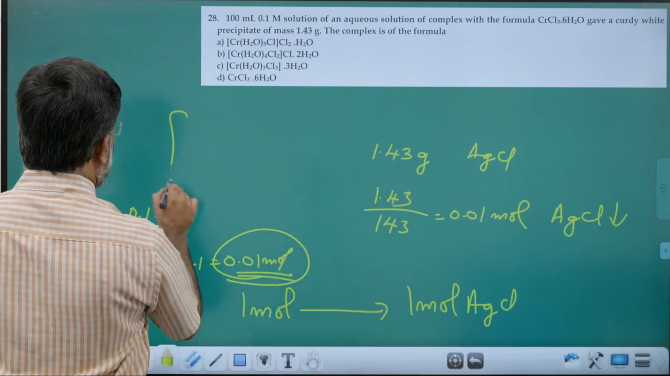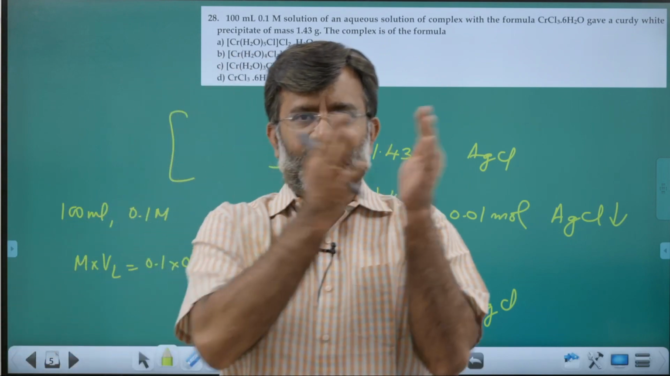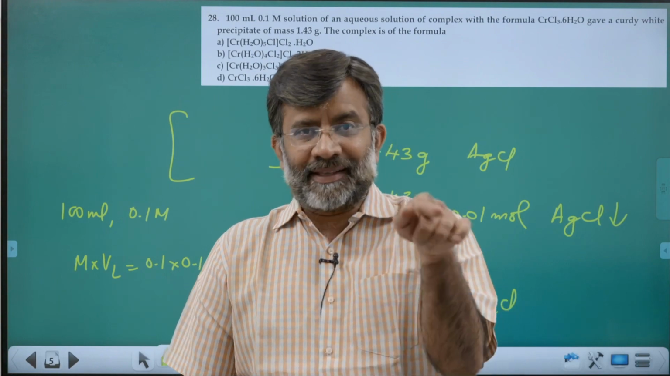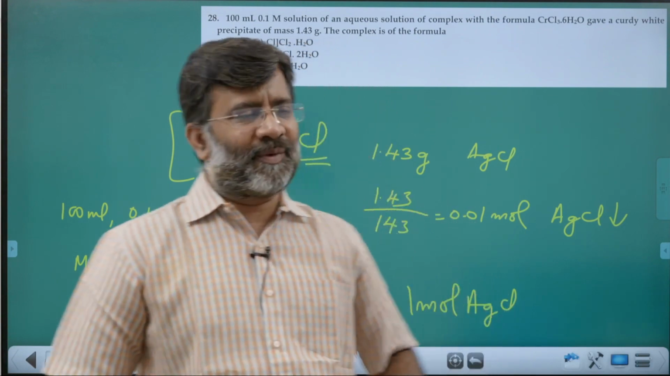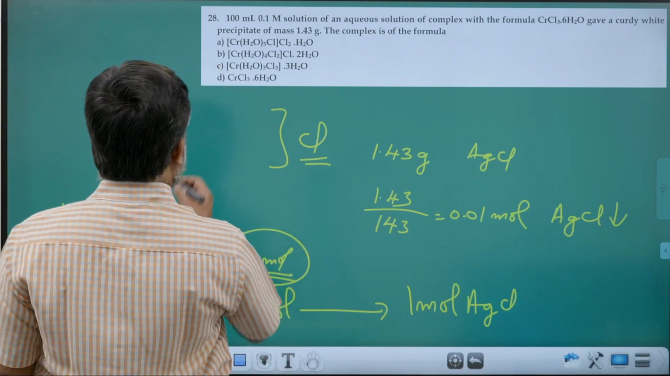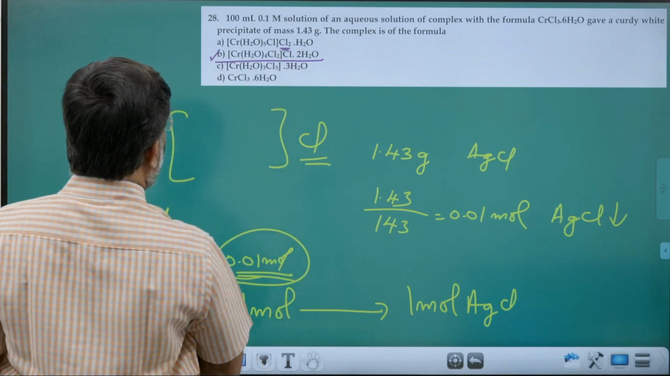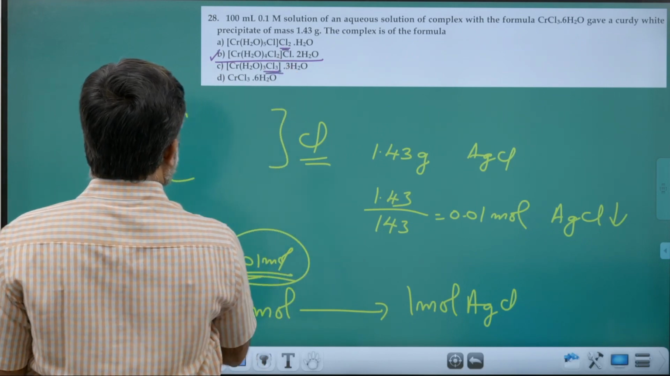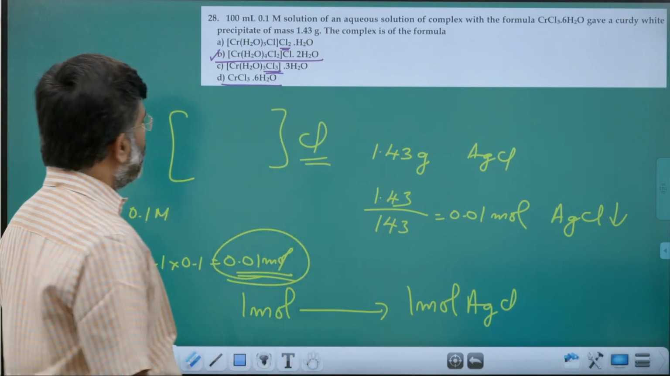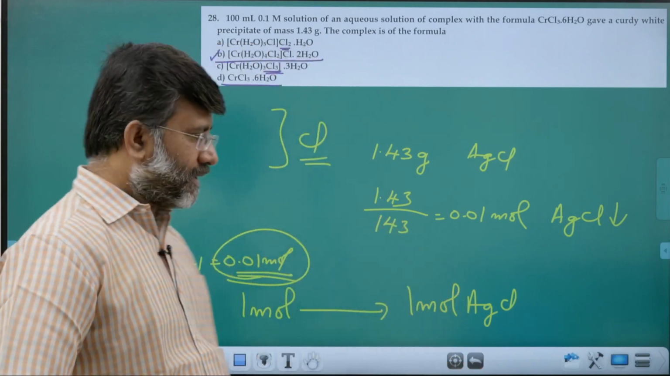That means 1 chlorine is outside the coordination sphere. Then only this can happen. So what is the formula? One chlorine outside the coordination sphere. Option B. Here there are 2 chlorine outside. Here there is no chlorine outside. And this we can't accept. We want a particular systematic formula. So the answer is second choice, option B. Next question.